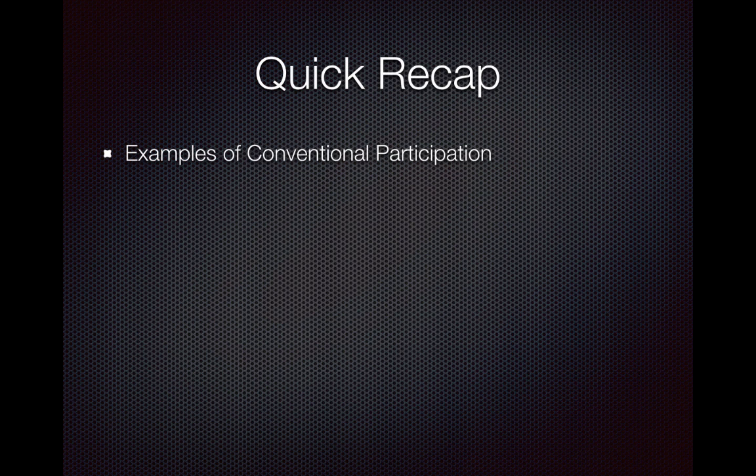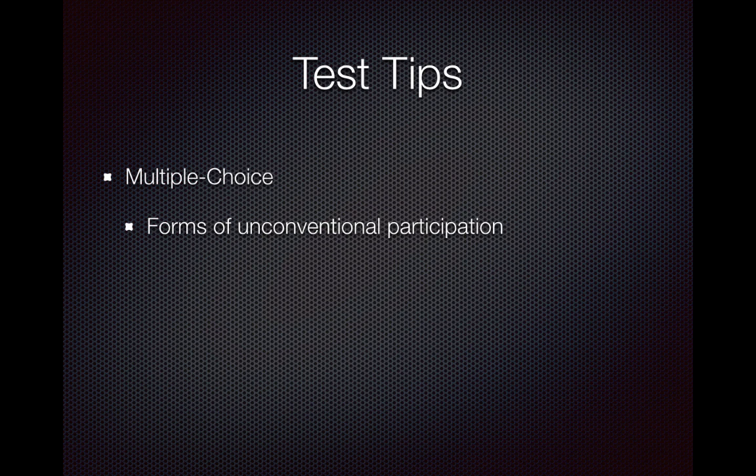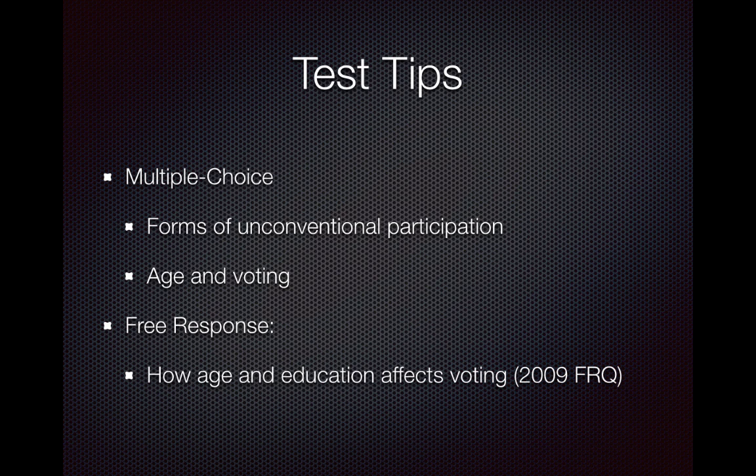All right, let's do a quick recap. Examples of conventional participation, be able to identify them, as well as examples of unconventional participation. And effects of the following on voter turnout. What is socioeconomic status? How does that affect voter turnout? How does race affect voter turnout? And how does age affect voter turnout as well? Be familiar with them. For test tips, again, be able to identify forms of unconventional participation as well as conventional. Age and voting, what's the correlation between the two? For a free response, how age and education affects voting. This was from a 2009 free response question.